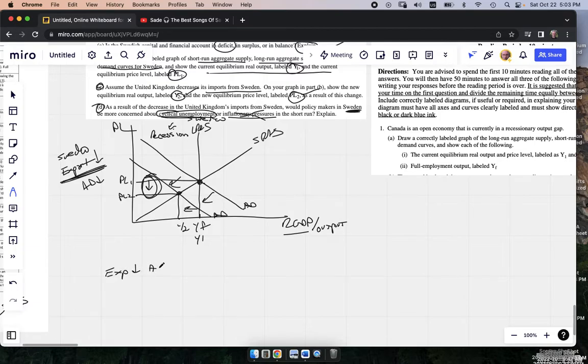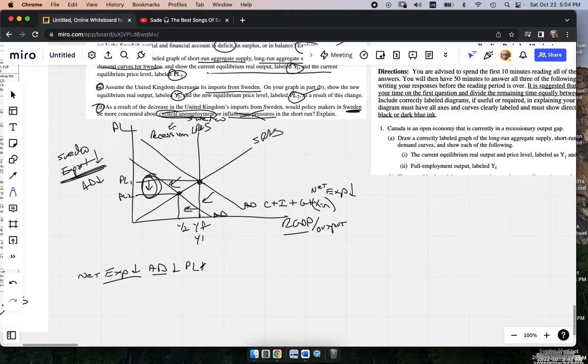That should have made sense: our aggregate demand went down. Remember, aggregate demand is C plus I plus G plus Xn, where Xn is net exports. So what we know is if exports go down, net exports go down. I should probably write net exports. Aggregate demand therefore has to fall.